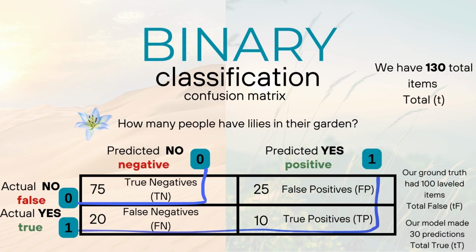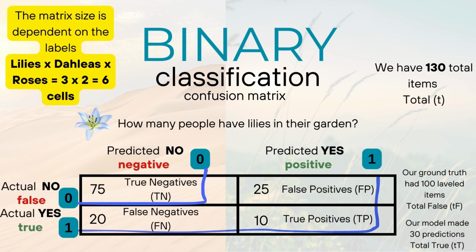The arrangement of the confusion matrix is such that true predictions, which are correct, are shown in a diagonal line from top left to bottom right, and the diagonal from top right to bottom left would be incorrect, also known as false predictions. You can look at this model more clearly below. Note that we have 130 total items.